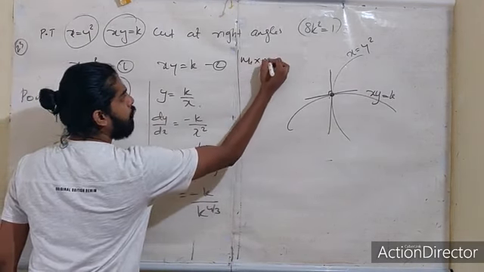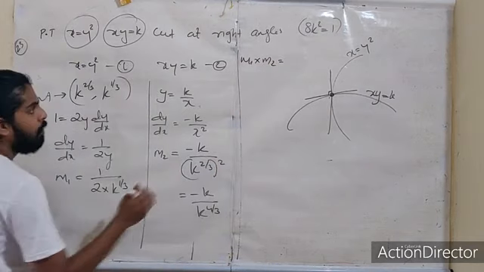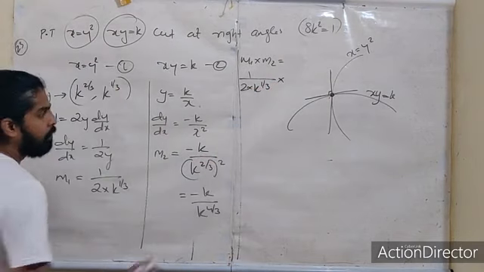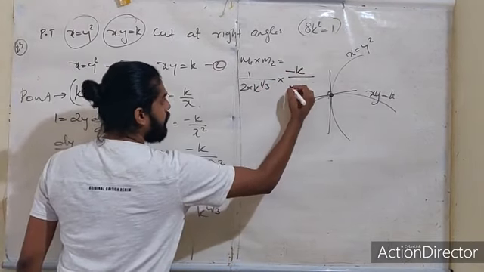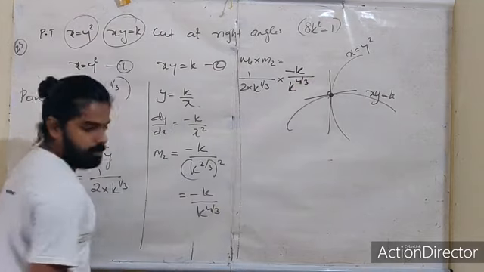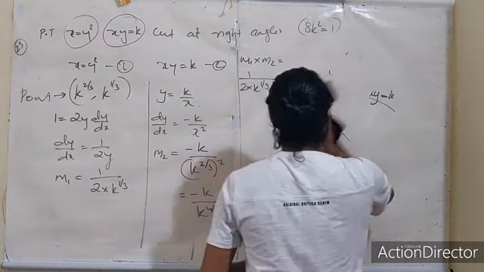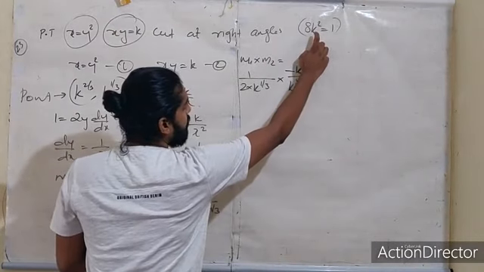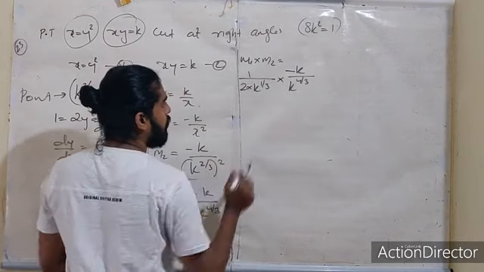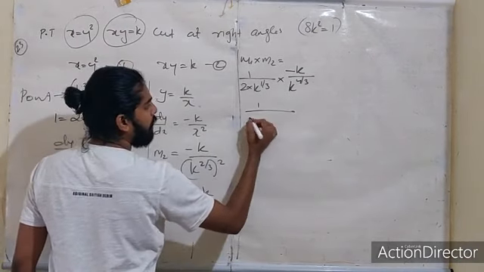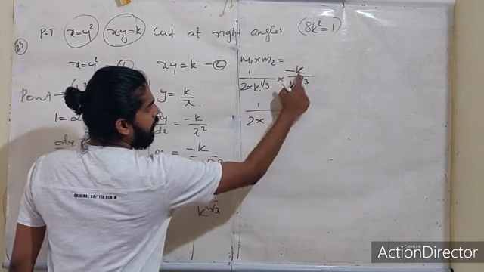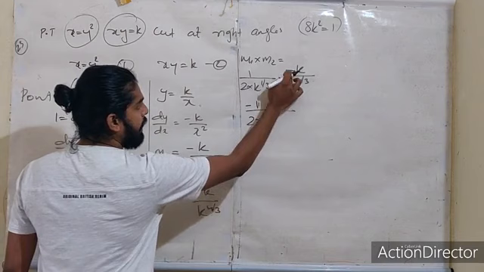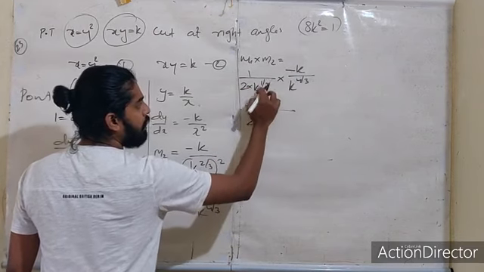We need to prove that m1 into m2 is equal to -1 in order to prove these lines are perpendicular. So m1 into m2 is equal to 1 by 2 k raised to 1 by 3 into minus k by k raised to 4 by 3. Let us simplify this, and at last we will find the value of k from here and substitute here. So this is negative 1 by 2 into k raised to 1 into k raised to 1 by 3, k raised to 4 by 3.